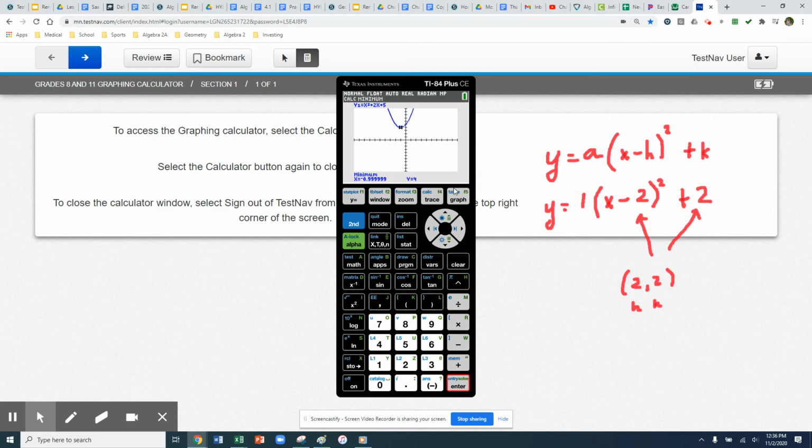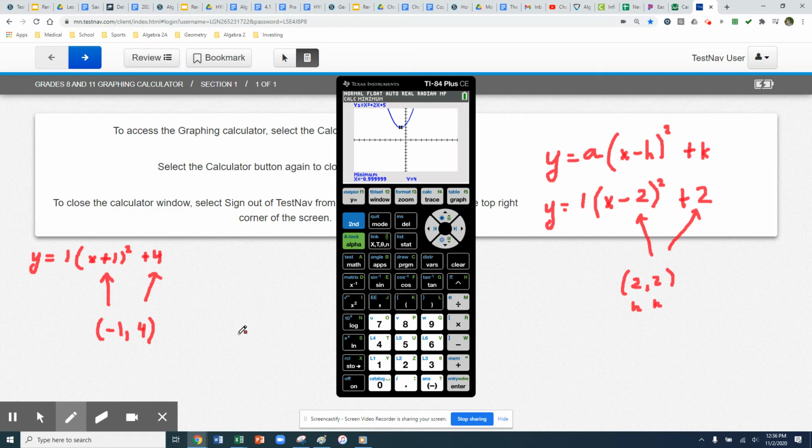Now putting it in vertex form, we're going to have y equals 1 times x plus 1 squared plus 4. So that number right there is the x coordinate of my vertex, negative 1. That number right there is the y coordinate of my vertex, 4. So there's your h and k put into your vertex form.